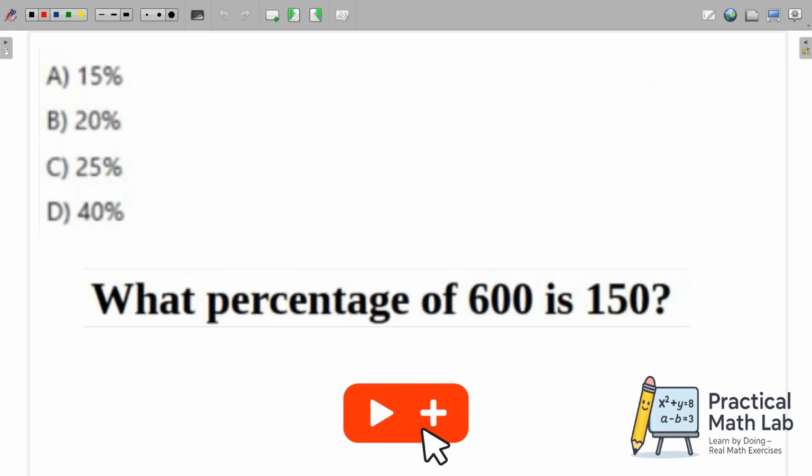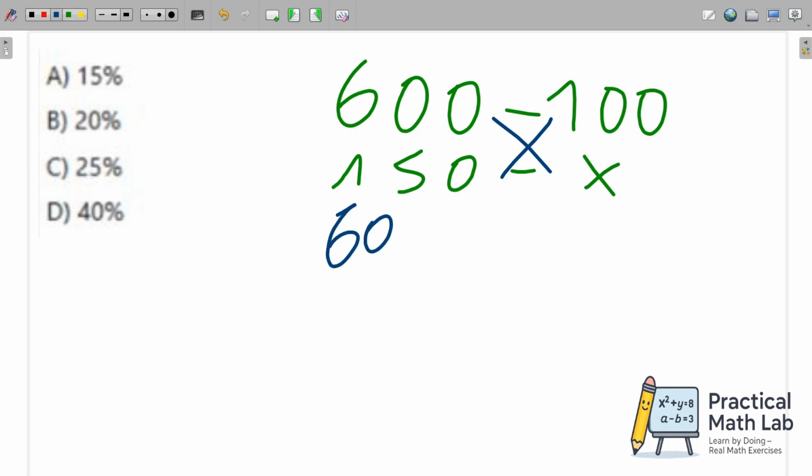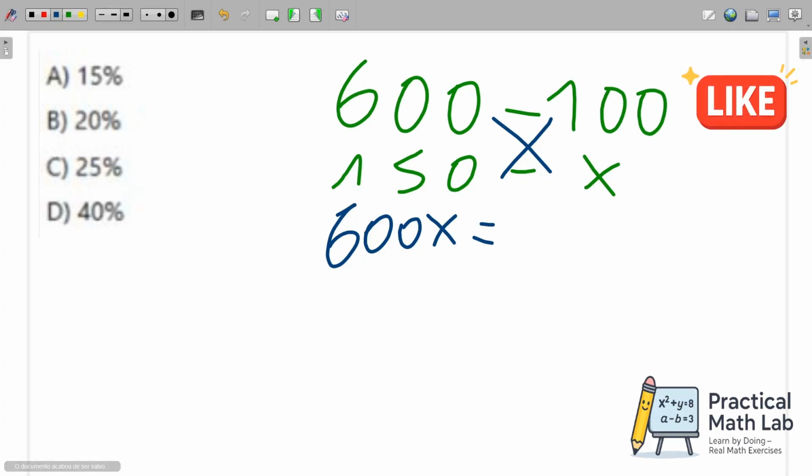What percentage of 600 is 150? 15%, 20%, 25%, or 40%? If 600 is 100%, how much is 150? We don't know, so it's x. So we can solve this using the rule of 3. Just multiply crosswise here, and it will be like this. 600x equals 150 times 100, that's it.